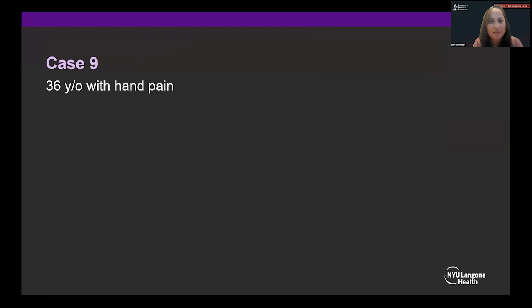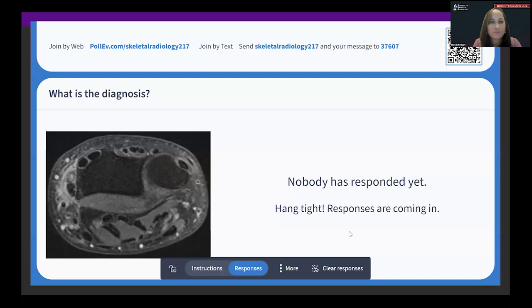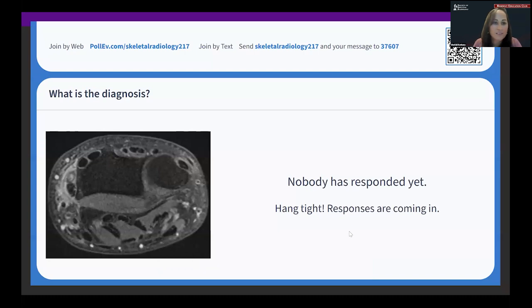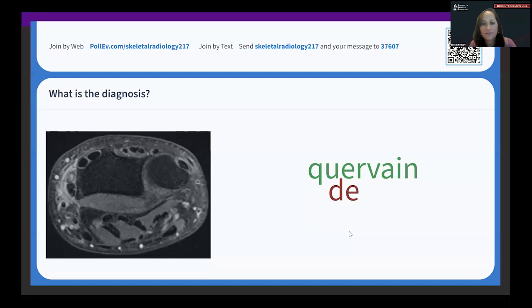Okay, so our next case, we have a 36-year-old with hand pain. Okay, what is the diagnosis? Great, so we have response for de Quervain.